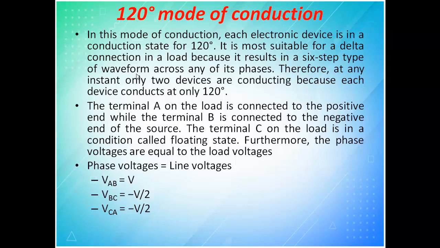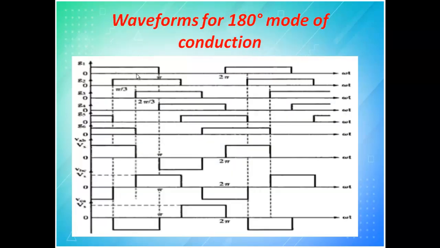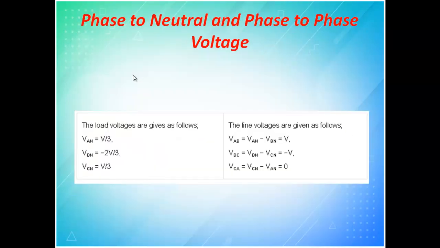So here the phase voltage and line voltage are the same. So VAB is equal to V, the others are minus V by 2, and that is also minus. So there is no difference between line voltage and phase voltage. Whereas you can see here, for 180 degree, the load voltage, that is phase voltage, and line voltage are different. So phase voltage is V by 3, 2V by 3 and V by 3, and here it is V, minus V and 0.